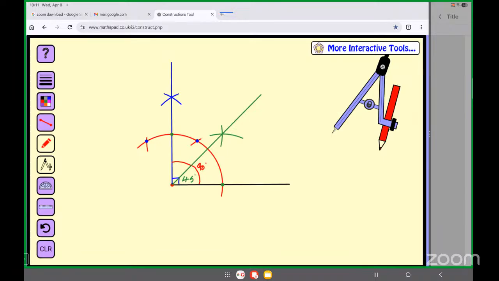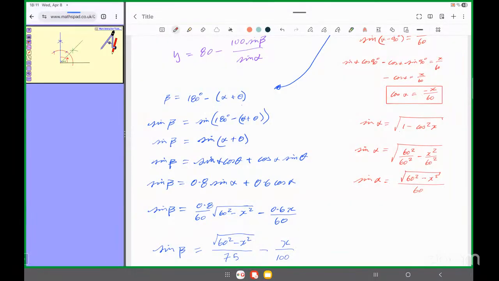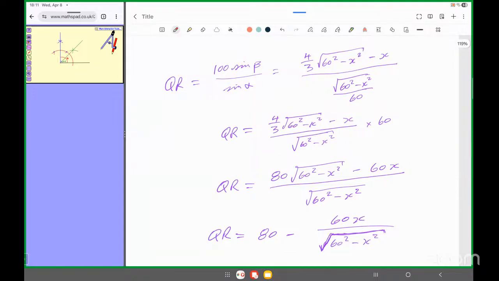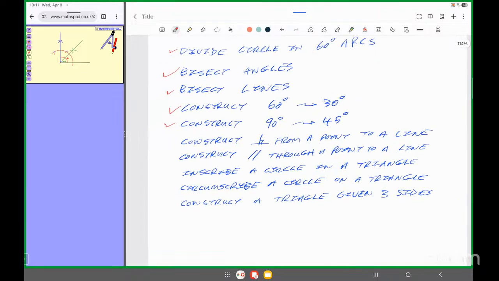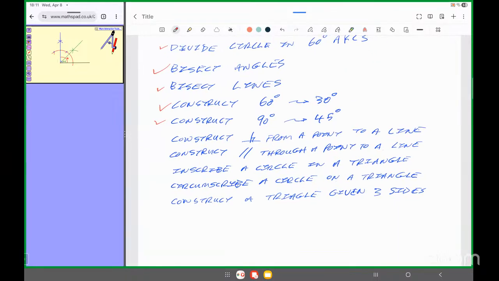To construct 90, construct a 60 and a 60, bisect the second 60. All right? What next? We have to now construct a perpendicular from a point to a line. Make a note. So this one, we simulate the formation of an isosceles triangle. Bisect the base of it. That's how we do this one.